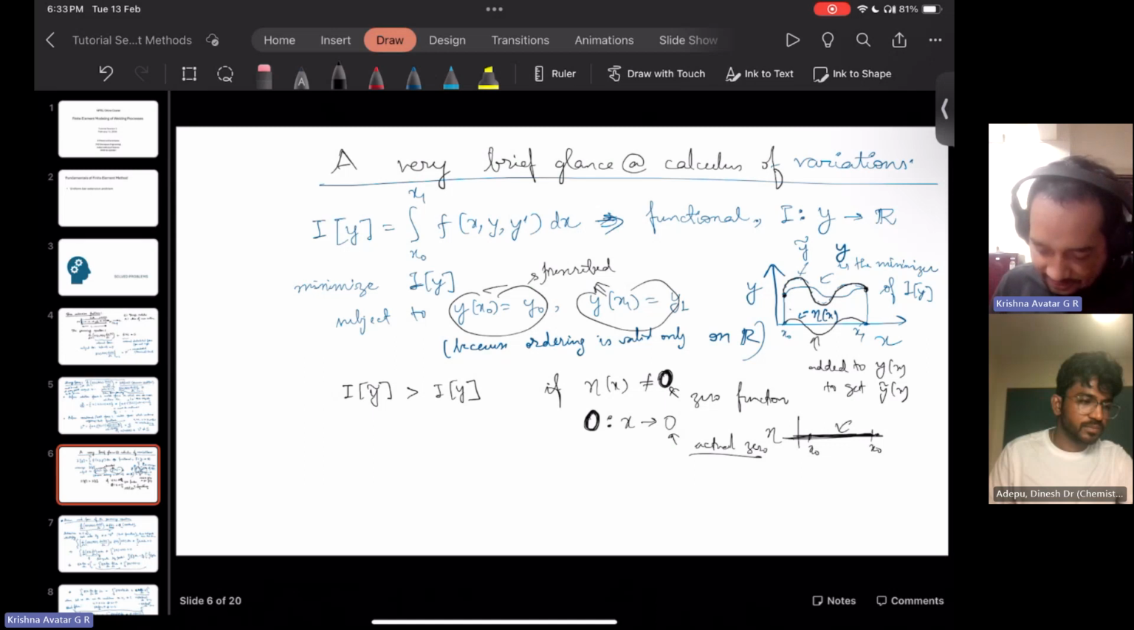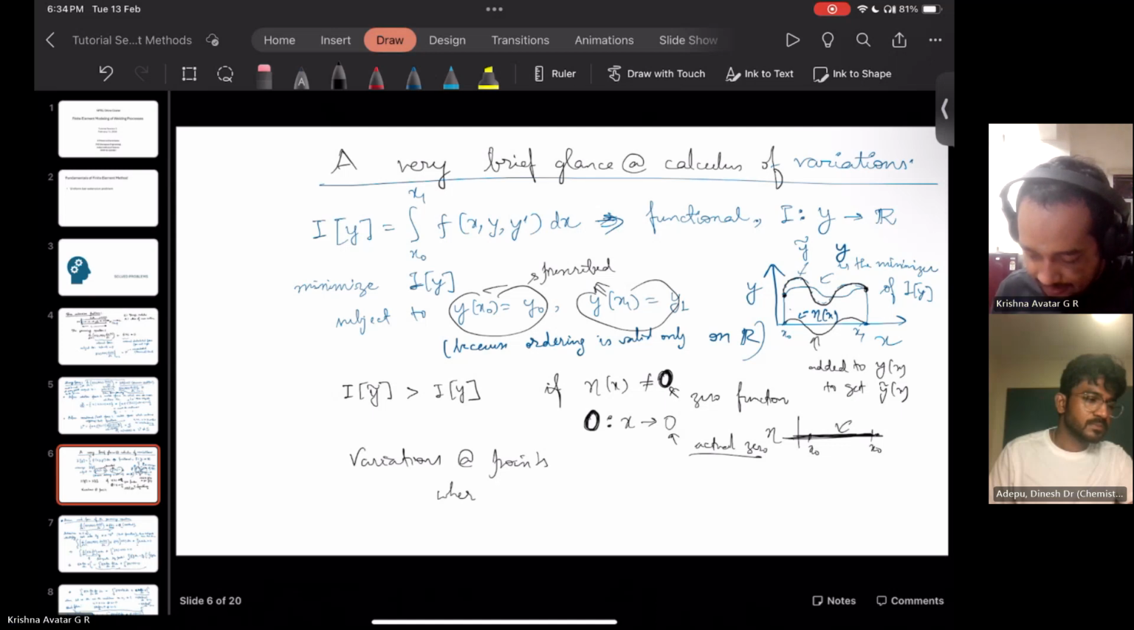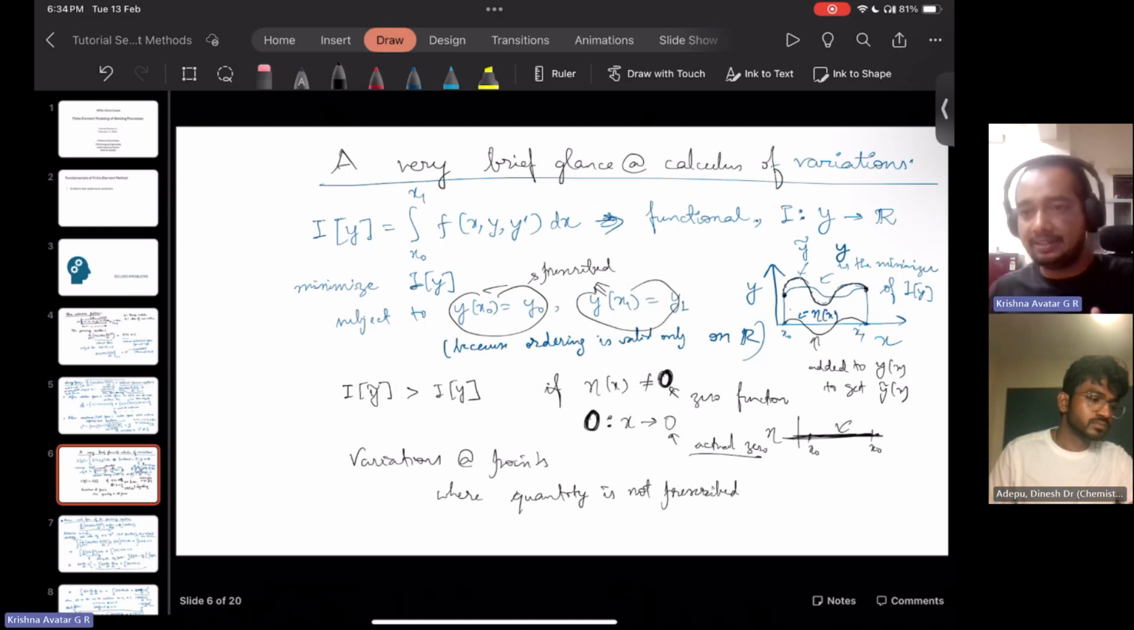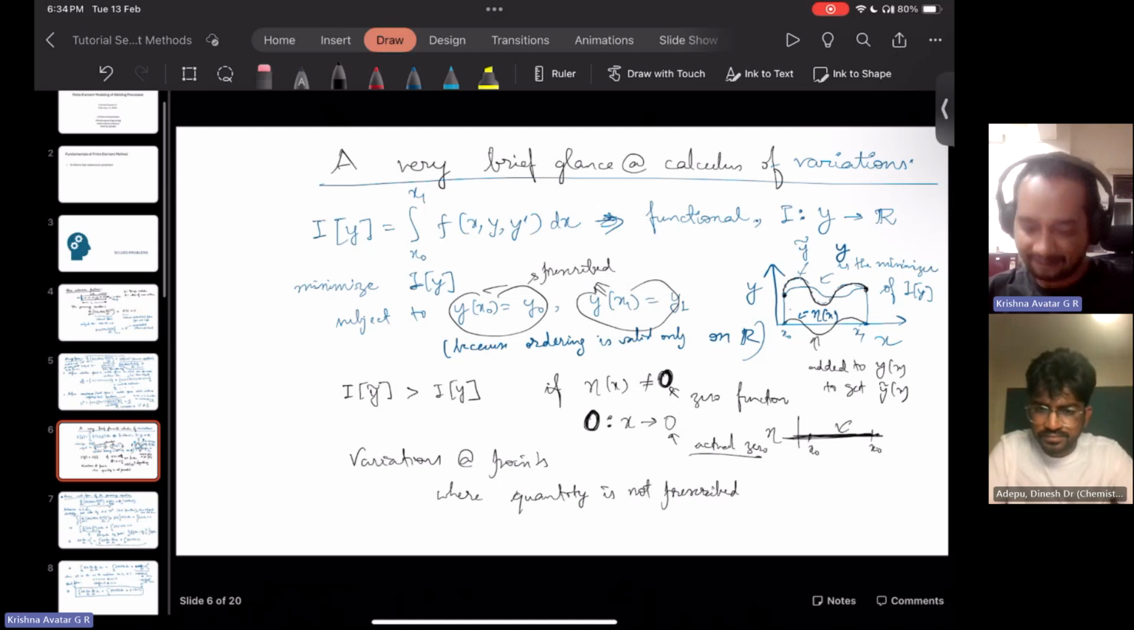Okay. So since this is done, it means that we are only allowed to take variations at points where the quantity is not prescribed. We cannot take variations arbitrarily at any point. Only where there are no conditions prescribed can we take the variations, isn't it? Non-trivial variations, yes.